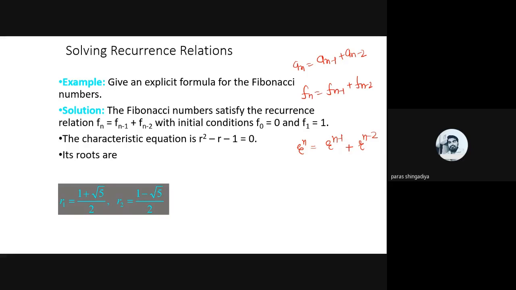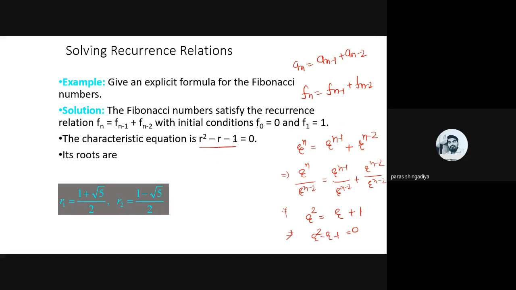Okay. And now divide by R raised to n minus 2. So it will be R raised to n divided by R raised to n minus 2 is equal to R raised to n minus 1 divided by R raised to n minus 2 plus R raised to n minus 2 divided by R raised to n minus 2. Clear? Simplify it. So here it will be R square is equal to R plus 1. Okay, and now shift R plus 1 to this side. So it will be R square minus R minus 1 is equal to 0. Okay, so this characteristic equation you will get: R square minus R minus 1 is equal to 0. And with it the initial conditions f of 0 is 0 and f of 1 is 1.